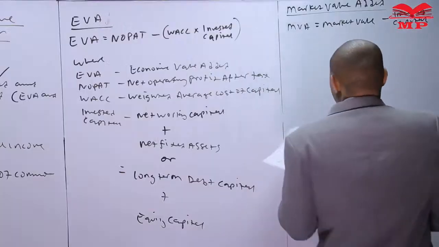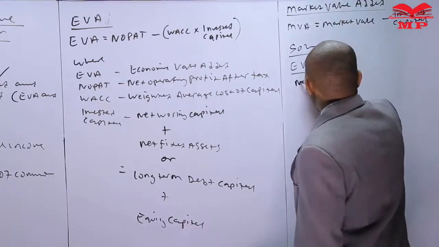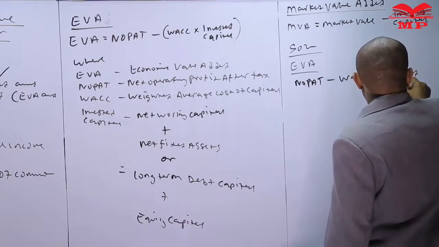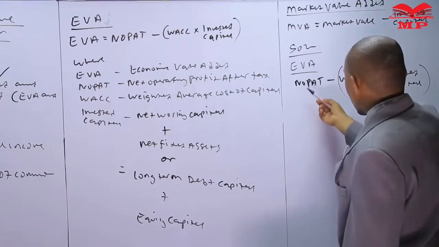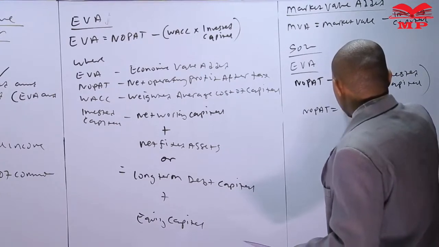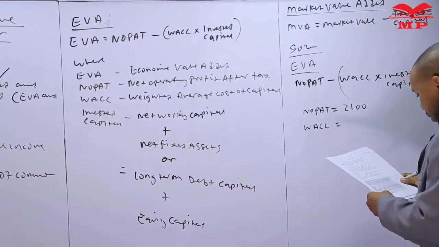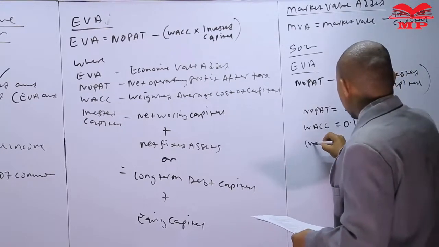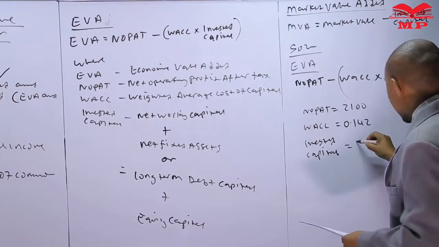We start off by looking at the EVA solution. EVA, or economic value added, is NOPAT minus WACC times invested capital. That is how we get the EVA. Let's identify if we have all of the inputs. Do we have the net operating profit after tax? Yes, it's 2100. The WACC, the weighted average cost of capital, is 14.2%, or 0.142. And invested capital we have been given directly, 18,000.